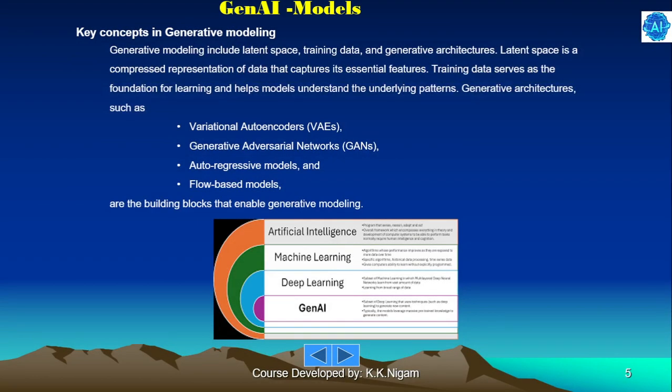Key concepts in generative modeling. Generative modeling includes latent space, training data, and generative architectures. Latent space is a compressed representation of data that captures its essential features. Training data serves as the foundation for learning and helps models understand the underlying patterns. Generative architectures, such as variational autoencoders, generative adversarial networks that is GANs, autoregressive models, and flow-based models, are the building blocks that enable generative modeling.